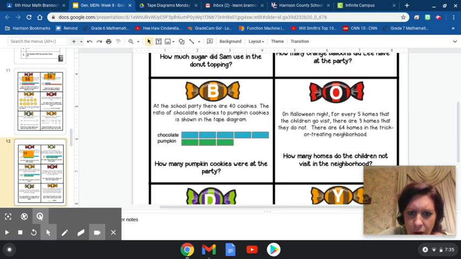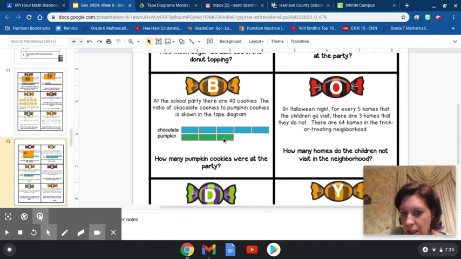The rest of them, I think, are, no, that's another one. There are 40 cookies at the party, chocolate to pumpkin. And so total of 40 cookies. That's how much they have in all. So you would add 1, 2, 3, 4, 5, 6, 7, 8. 8 goes into 40 5 times. So that means that chocolate would be worth 5. 5, 10, 15, 20, 25. 5, 10, 15. 25 and 15 is 40. So that tells me there are 15, 5, 10, 15 at the party.